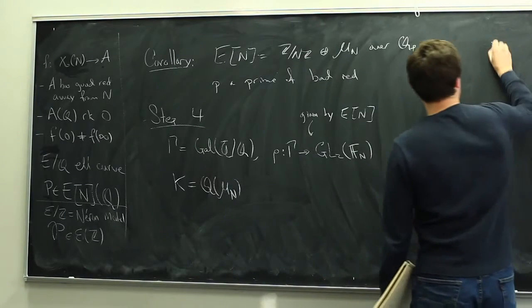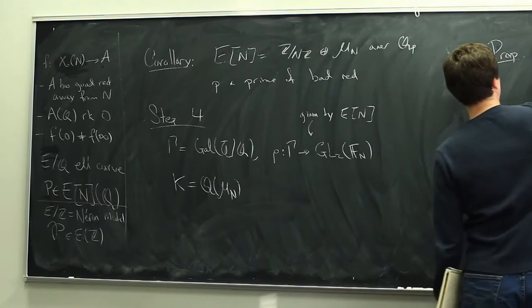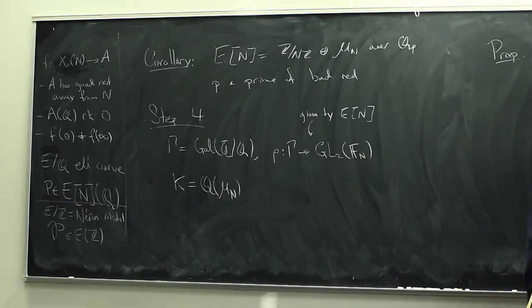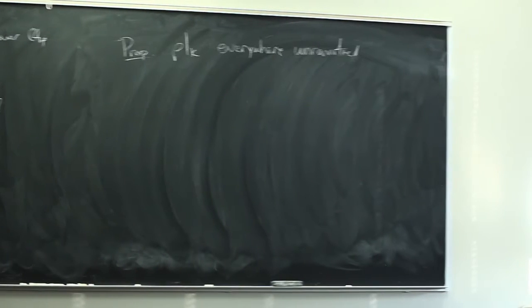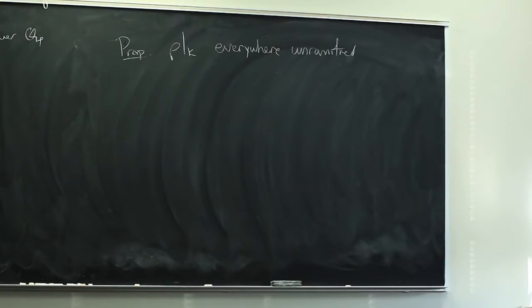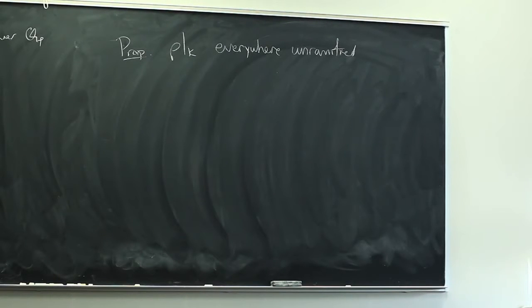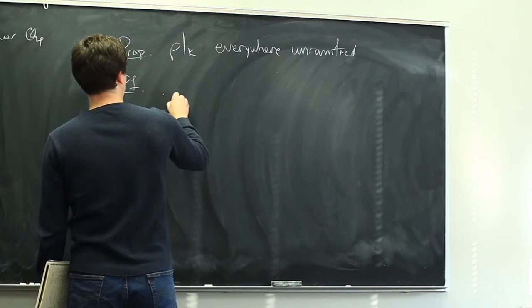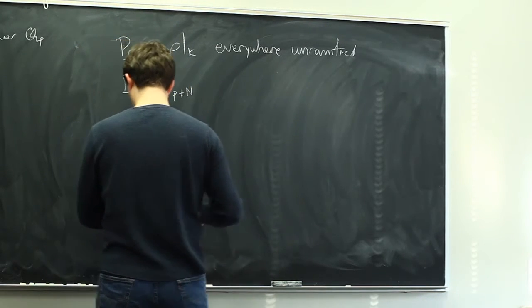So first I want to say that rho is unramified over K. So we're going to consider 3 cases. We have to show that for every prime of K, the representation is unramified at that prime. And we're going to consider the rational primes that the primes of K lie over. So first, let's consider rational primes P not equal to n, where E has good reduction.